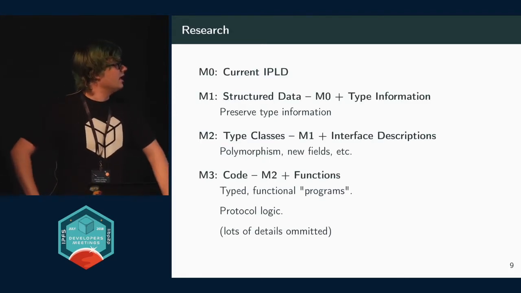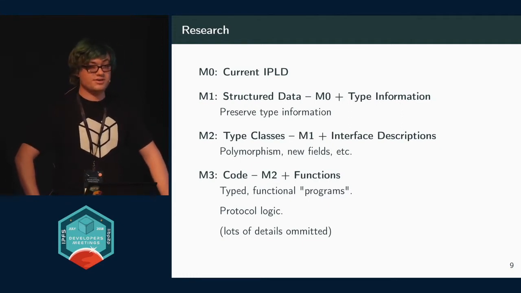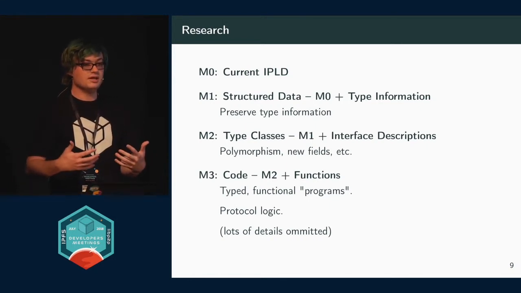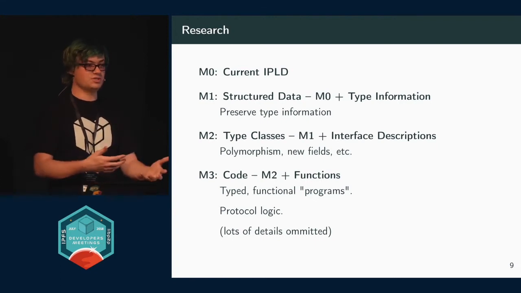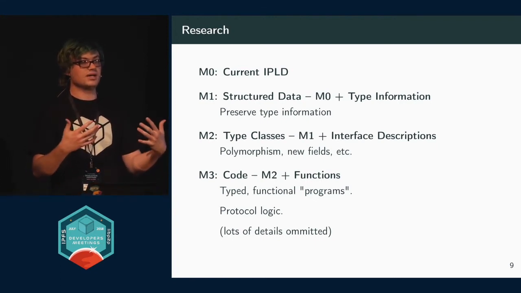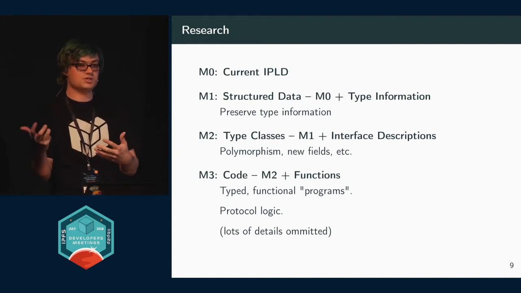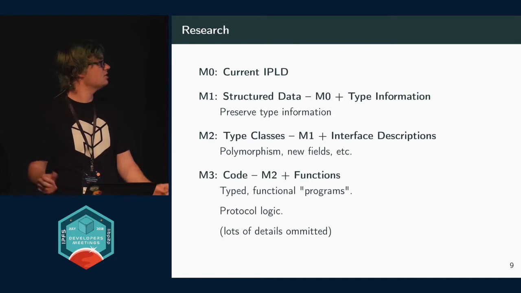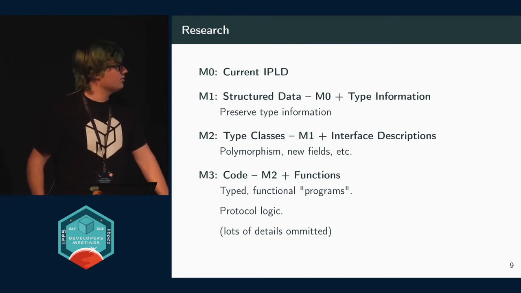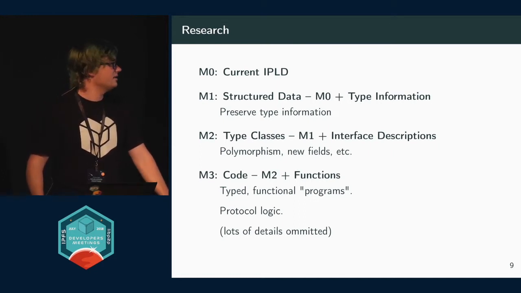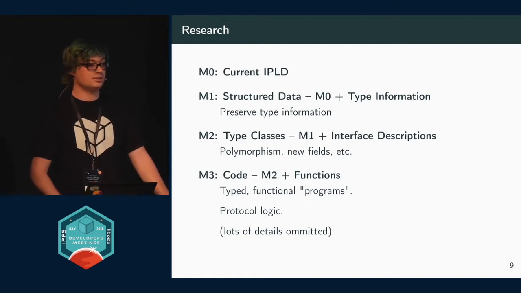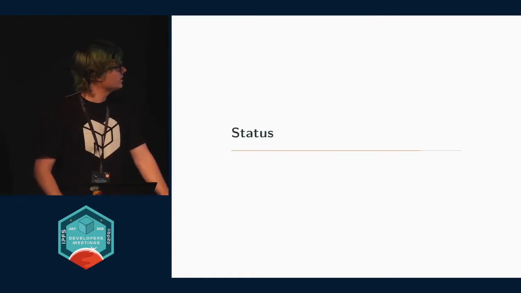Research, I don't have to get into this too much, but basically we're working on introducing types to IPFS. Currently we have structured data, but we're losing type information. When you make your program, you may have type information in your program, and when you store your data structures in IPLD, we keep the structure, but we throw away the extra type information. We're hoping to keep that. In the future, we'd add more type classes and stuff like that, and then eventually be able to ship code with IPLD.